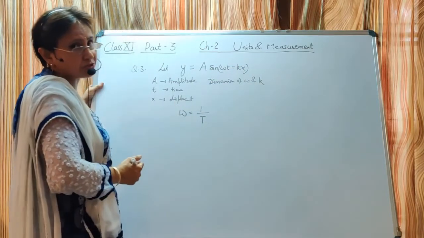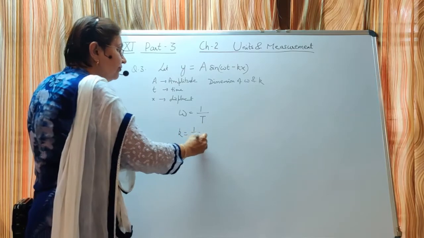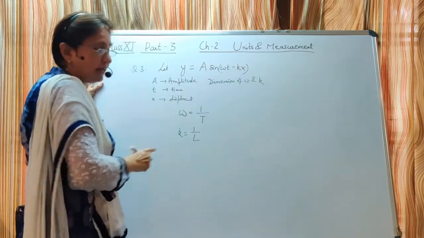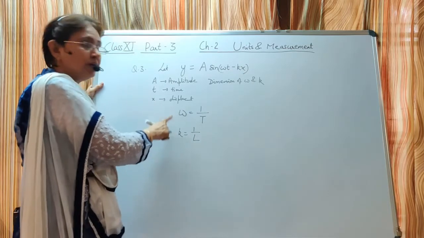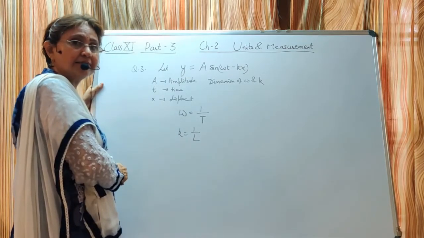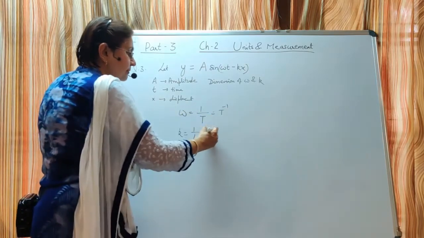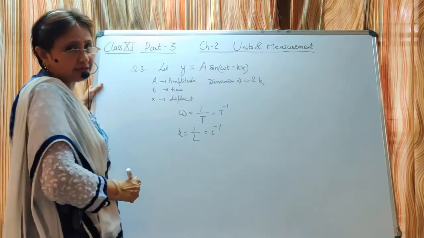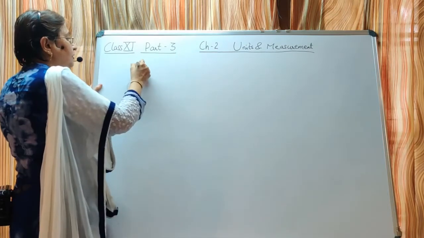Similarly, kx should be dimensionless. So k should have a dimension of 1 upon x, and x has a dimension L. So what are the dimensions of omega and k? Omega has a dimension 1 upon T and k has a dimension 1 upon L. Or you can write it as T^-1, and k has a dimension L^-1. Okay, next question.